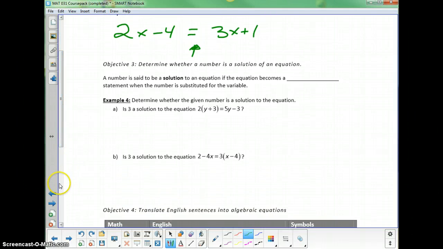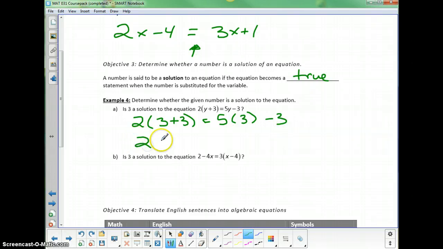Next objective, we want to determine whether a number is a solution to an equation. A number is a solution if the equation becomes true when you plug that variable in. So in the next example, I want to determine if 3 is a solution, so I'm going to plug 3 in for the variable and just see whether or not it's true. So this is 2 times, we'll do 3 for y, so 3 plus 3. Is that equal to 5 times 3 minus 3? So 2 times 3 plus 3. 3 plus 3 is 6. I'm still not sure yet if that's equal to 5 times 3 is 15 minus 3.